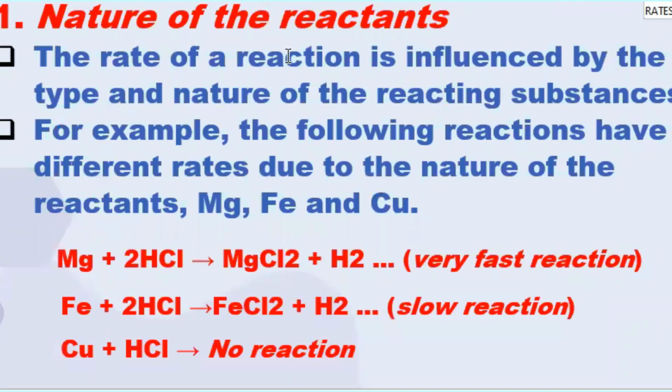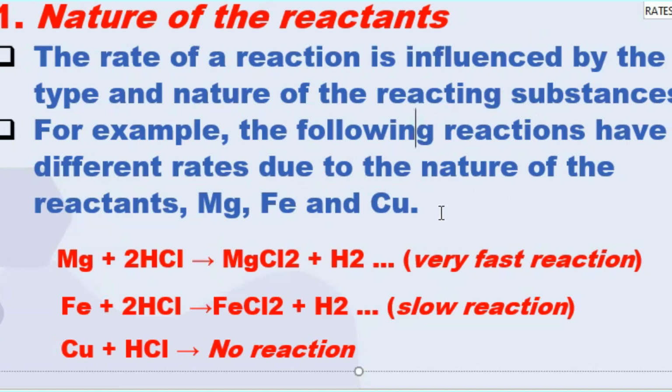First, the nature of the reactants. How can the nature of the reactants affect the rate of chemical reaction? The rate of reaction is influenced by the type and nature of the reacting substance. For example, the following reactions have different rates due to the nature of the reactants.